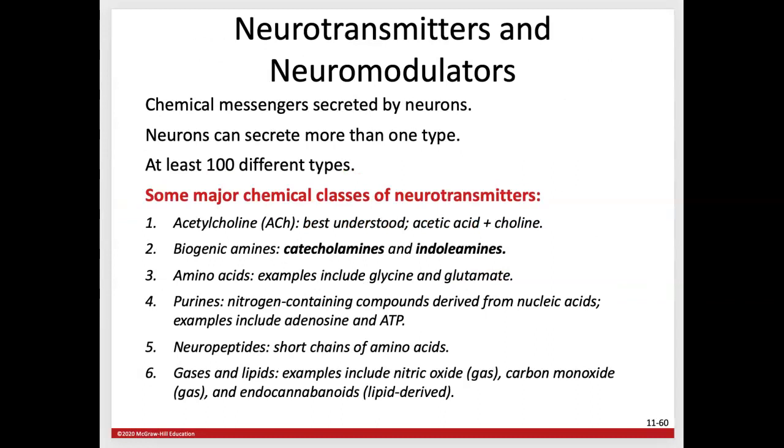So, neurotransmitters and neuromodulators. Chemical messengers secreted by neurons are basically neurotransmitters, and neurons can secrete more than one type, and there are at least about 100 different types. So there are major chemical classes of neurotransmitters. The most understood and most studied neurotransmitter is acetylcholine. And then you can see here there's a bunch of different other ones. So be familiar with these, that these are the major chemical classes of neurotransmitters. And I know there's a table in your book that outlines these as well.